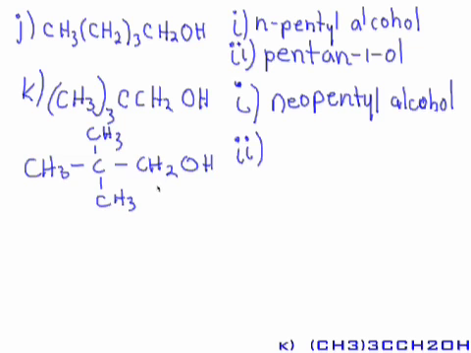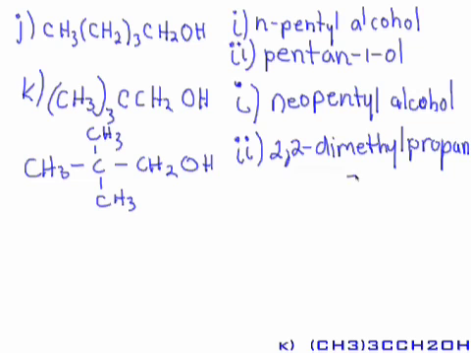And the IUPAC name: the longest carbon chain is 3 carbons. And so this is a propan-1-ol with 2 methyls off the second carbon. It's a 2,2-dimethylpropan-1-ol.